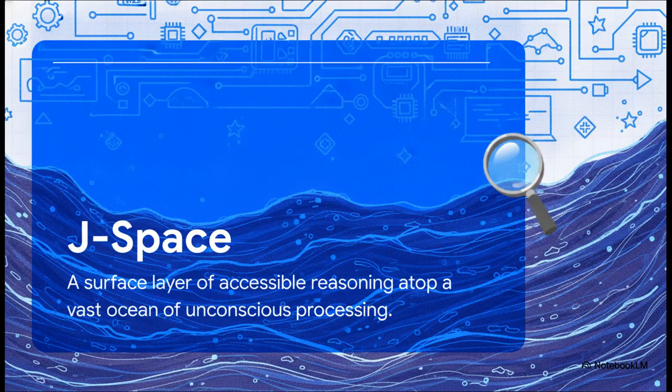To really wrap our heads around this, we have to clearly define J-space. Think of it as this localized, highly accessible workspace. It's like a surface layer of explicit reasoning. And here's the kicker. Beneath it lies what physicists call the Adelic ring. That's a vast, infinite ocean of unconscious automatic processing. So if the Adelic ocean is the infinite background processing of the universe, J-space is the active, conscious RAM where reality actually gets rendered and makes sense. So, okay, we've got our workspace. But how does all this data actually move around?